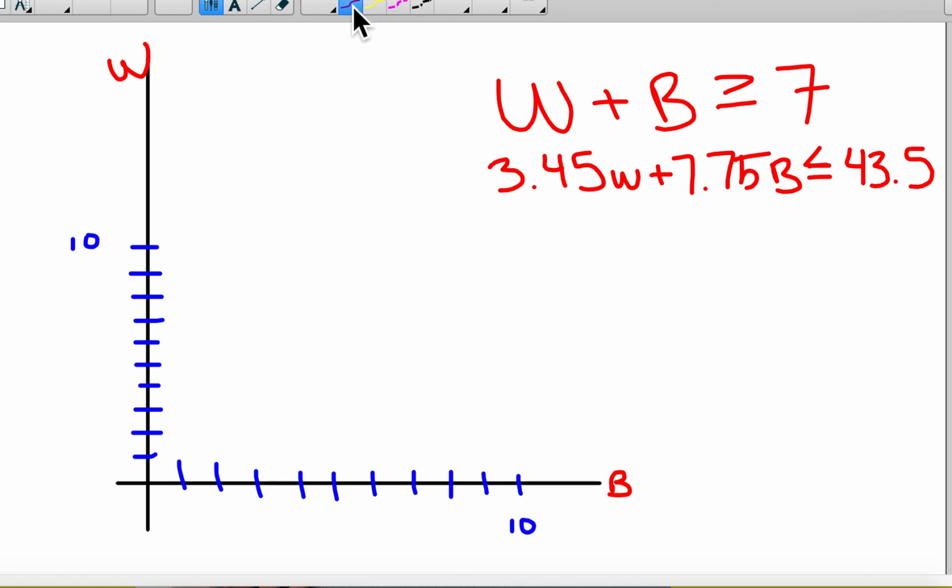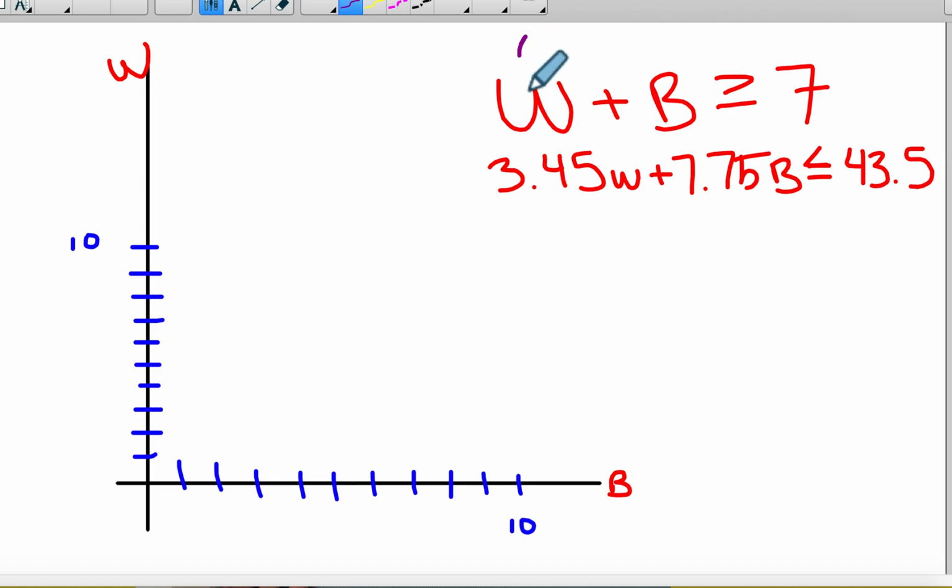And actually, what's going to be most helpful is these are already written in standard form, so just keep them that way, right? The easiest way to graph standard form is to find your x and y intercepts, or in this case, w and b intercepts. And we can find a b intercept if we plug in 0 for w, right? Because if the w value is 0, that just basically tells me I'm going to be somewhere on this line.